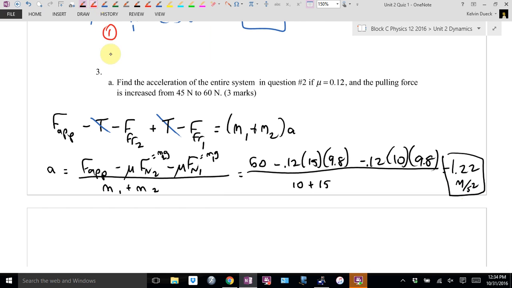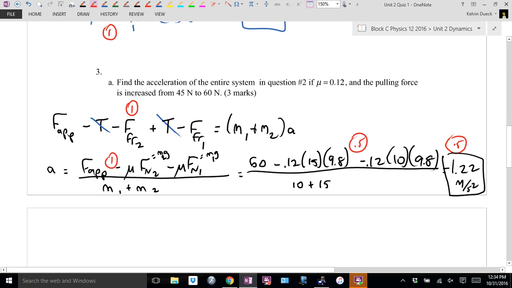Otherwise, for 3 marks, I would give you 1 mark if I saw that, 1 mark if I saw that, half mark for that, a half mark for the answer.